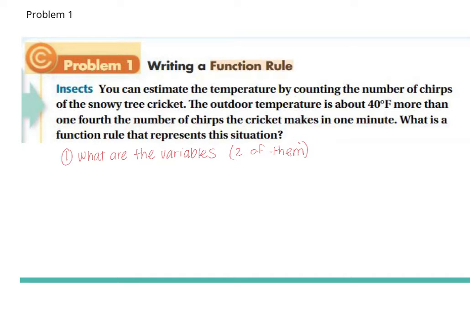The temperature and the number of chirps. Excellent. How did you know that? Because it says you can estimate. Good. You're like trying to measure it. Very good. It says that we're going to estimate the temperature by counting the number of chirps. So those are the 2 things that are changing, right? One depends on the other. Okay, if we're estimating something by counting something else, those are going to be our 2 variables. So we're going to use T to represent temperature, and we're going to use C to represent the number of chirps. So what are the variables? Those are going to be T and C. T for temperature, C for the number of chirps.